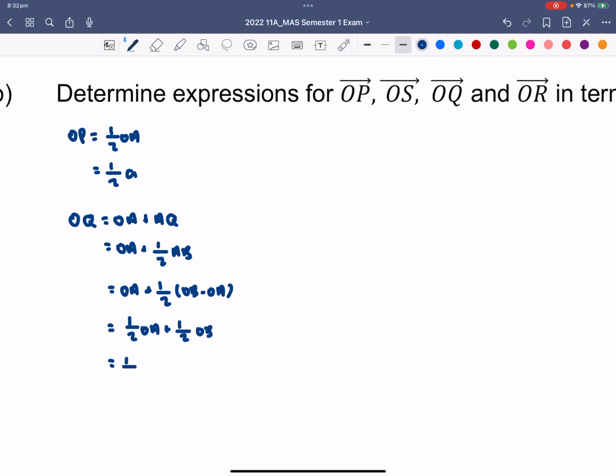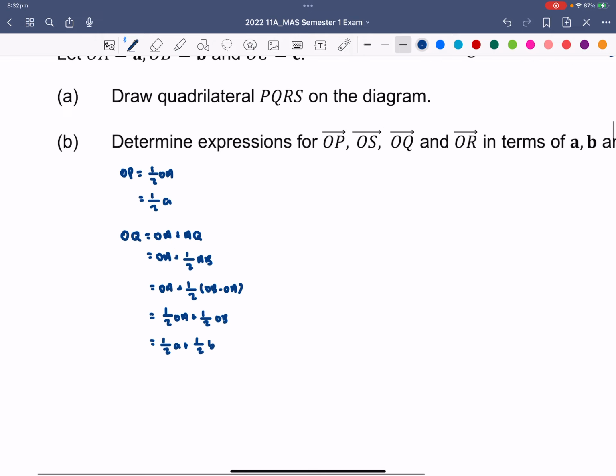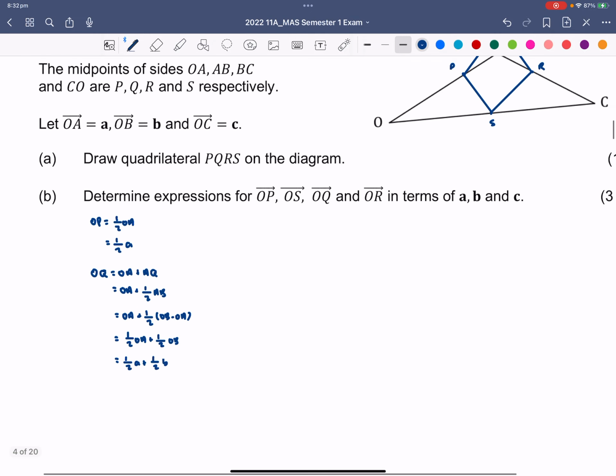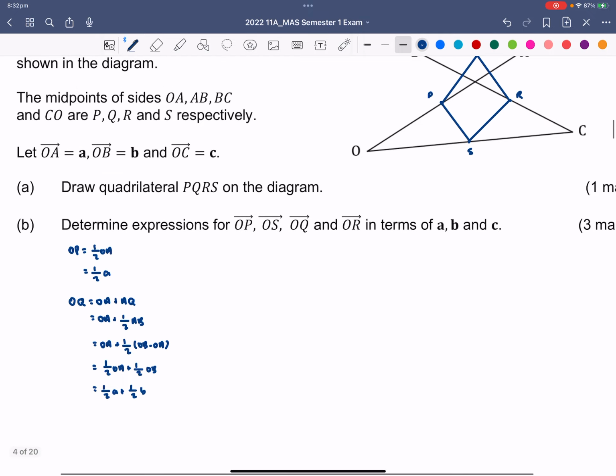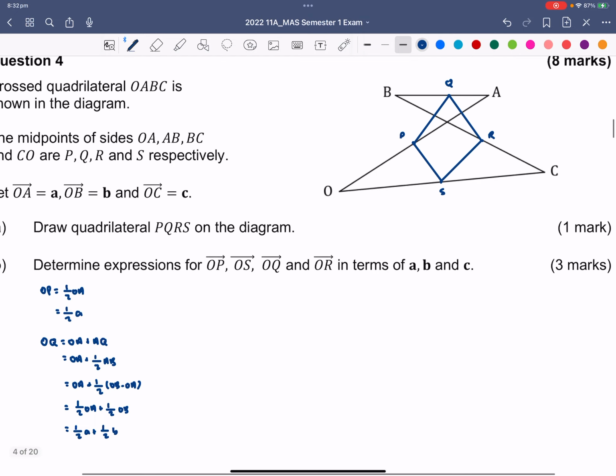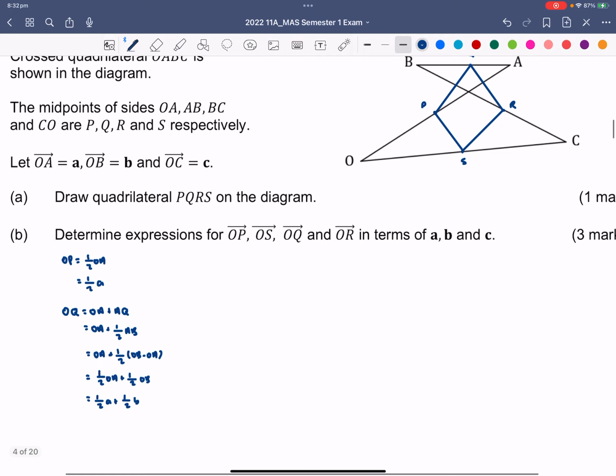Half A plus half B. So I can either write half bracket A plus B or half A plus half B. All right, what's next? O to Q. How will I get from, oh no, that was O to Q. Oh, which one have I missed? O to S. I did O to P, there's an O to S.